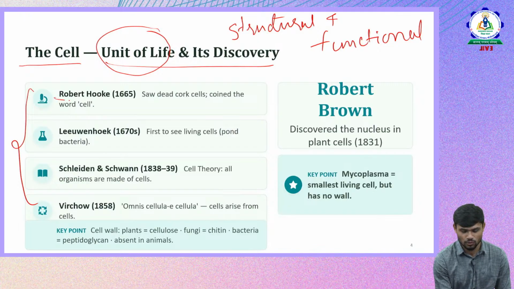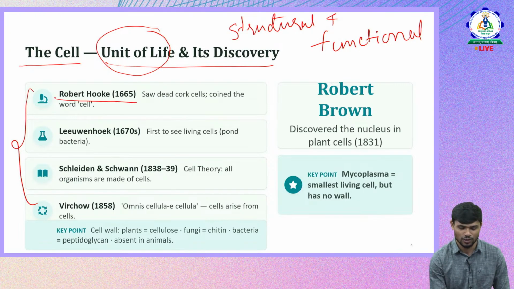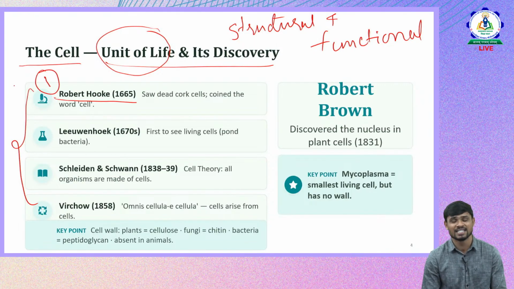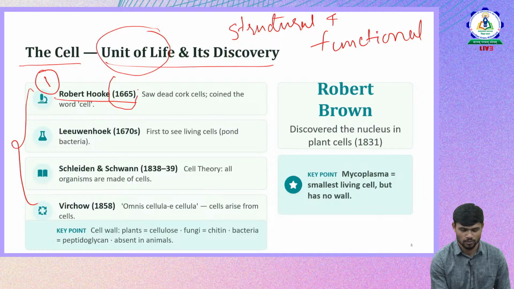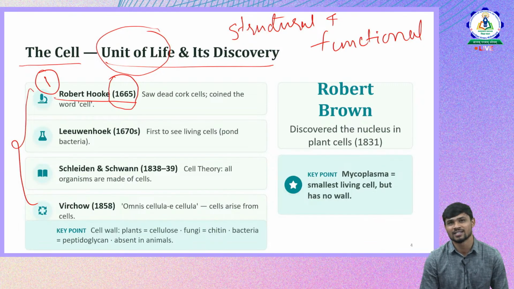Who observed the cell for the first time? It was Robert Hooke, in 1665. Please remember the years also, because they will be asking about years also. Which among the following is the right year in which the first cell was observed by Robert Hooke, something like that.